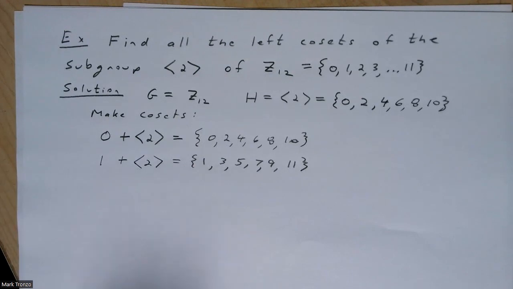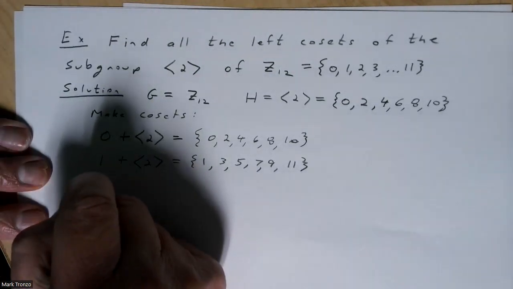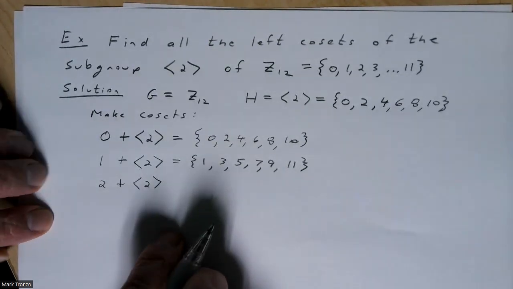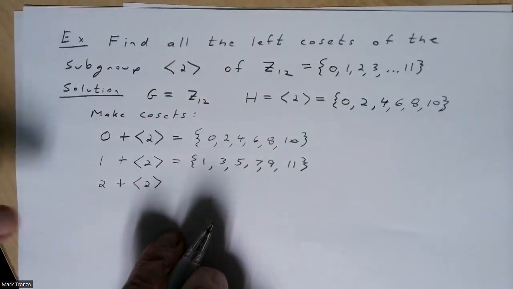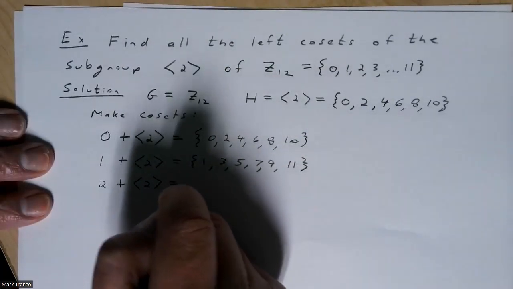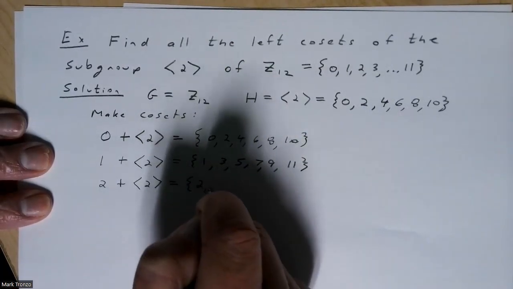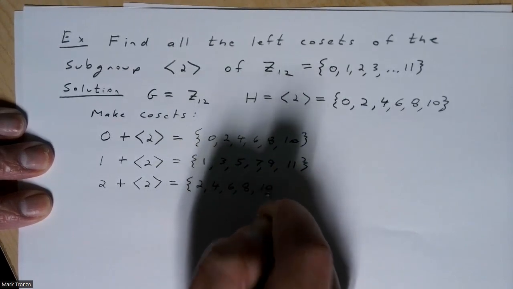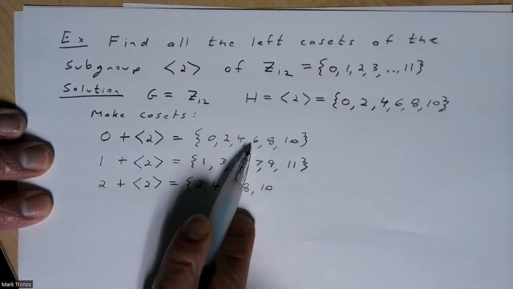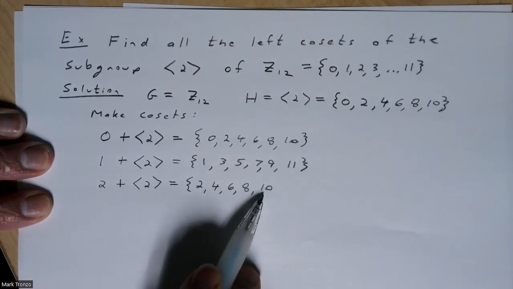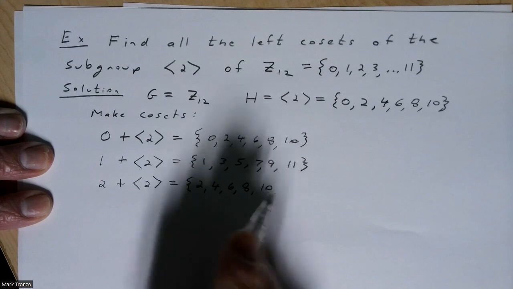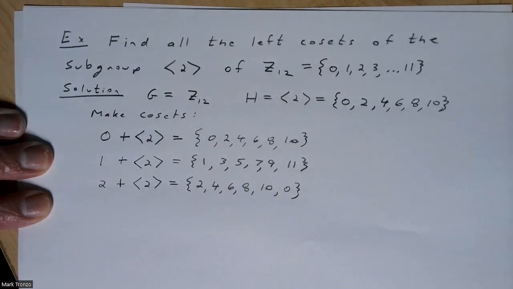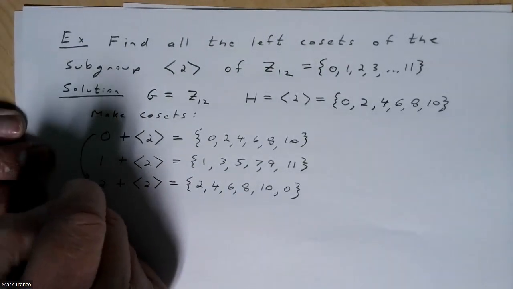But if we didn't notice that and continued and tried to go on, let's take 2 out of Z12 and add it to this one. That's going to give us 2, 4, 6, 8, 10. In other words, I'm going back to our original subgroup and adding 2 to each one. And then the next one's going to be 12, but 12 is going to be 0. So notice this is the same.